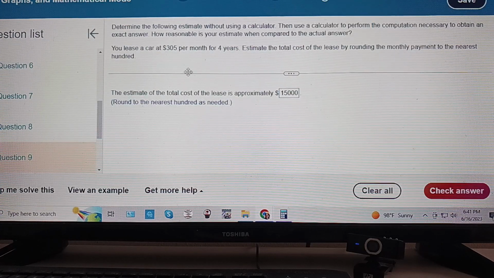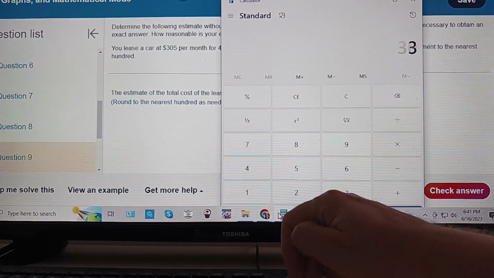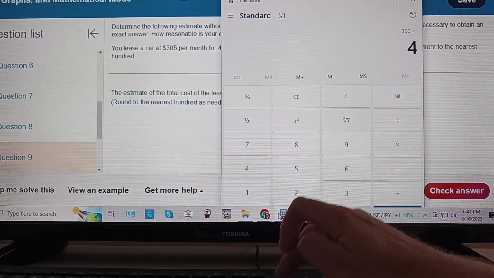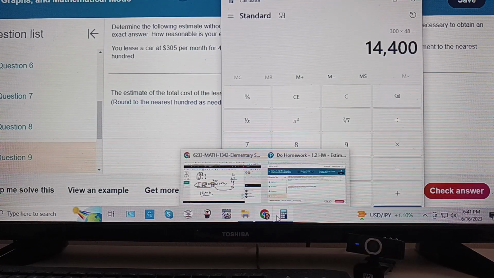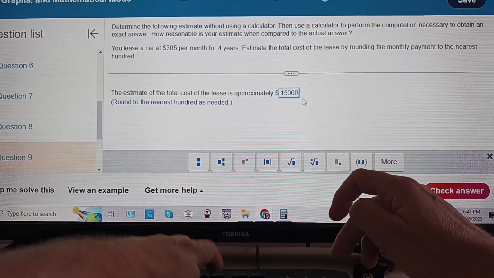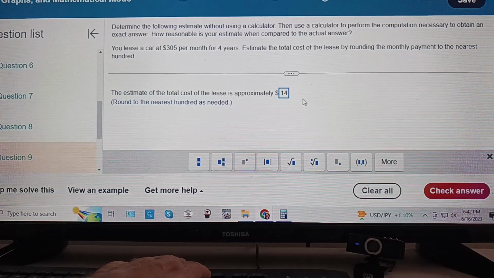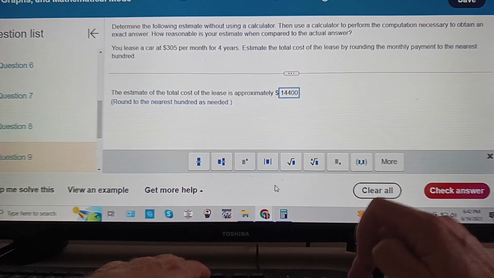Total cost of the lease, okay. Nearest 100, okay. Maybe they didn't want me to round the month to 50. What if I did 48? Let's try that. 14,400. See, sometimes you have to get these wrong to see what they want actually. What did I say? 14,400.